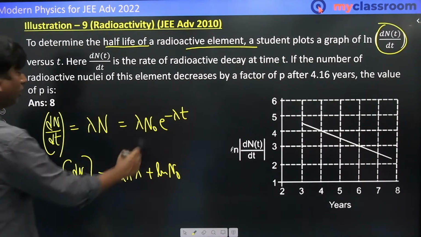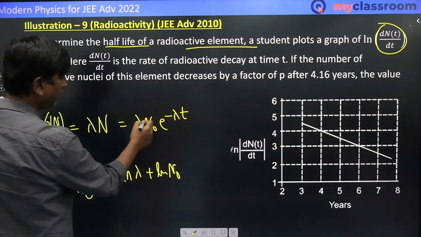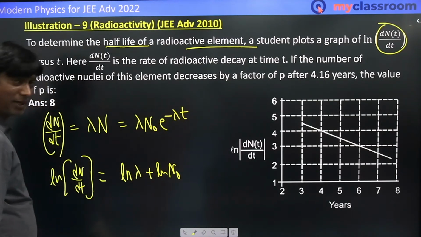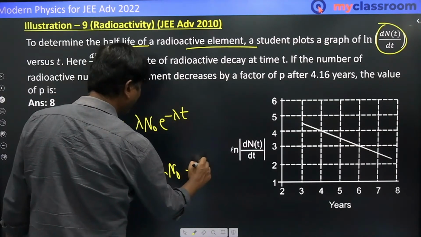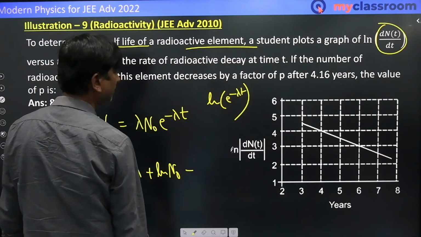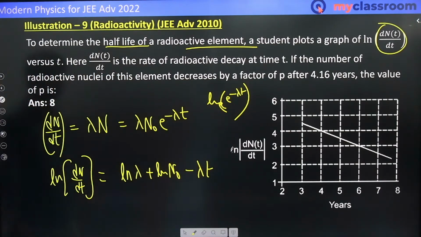Okay. Now, ln of ABC is equal to ln A plus ln B plus ln C. So this you can write as ln of e power minus lambda t, which is nothing but minus lambda t, since the log is to base e. That's why it is minus lambda t.